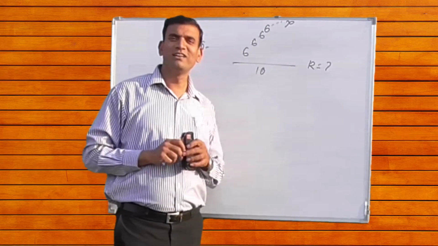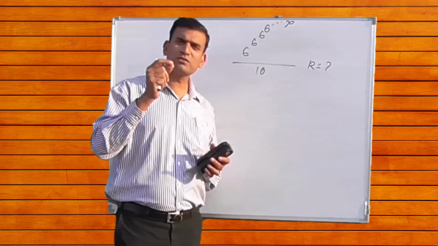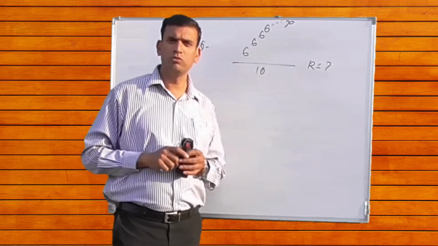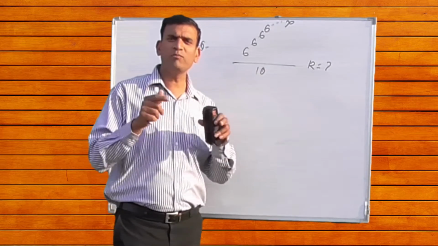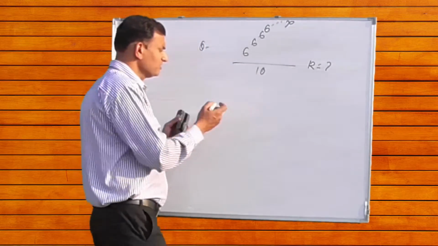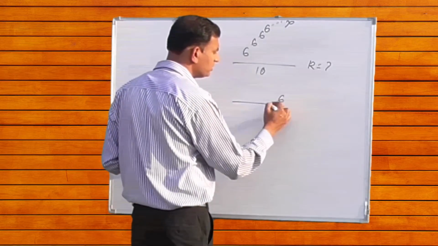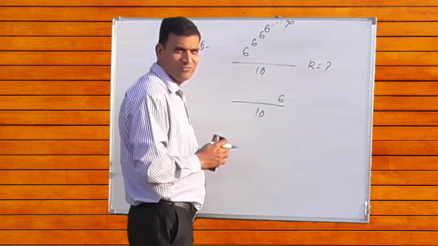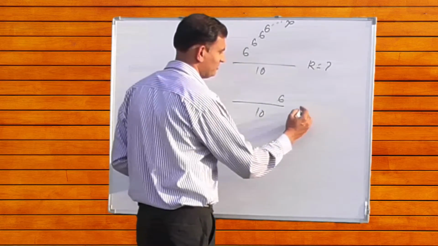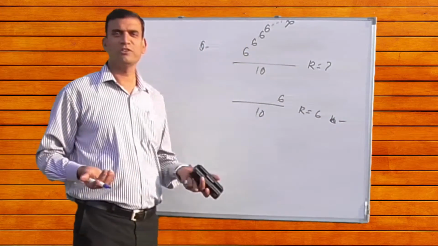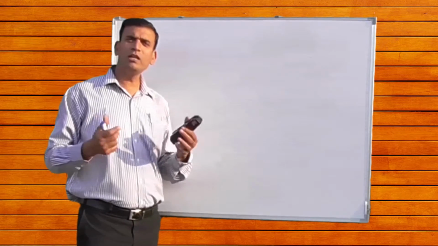But we know that every time, for 6 to the power n, whether n is 1 or infinity, the unit digit is 6. So in this case, the value having unit digit 6 divided by 10, the remainder is 6. Yes, the remainder is 6. This is your answer. Finished.